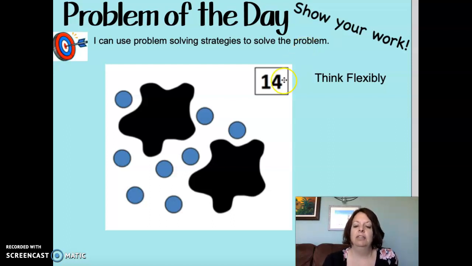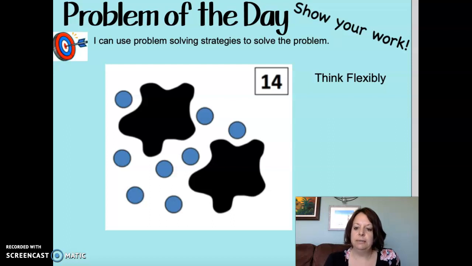And remember, the total number of blue circles is 14, and there's the same amount of blue circles under this splat as is under this splat. Okay, I'm going to pause it, and I hope you pause it too so you can figure it out. Thanks. Okay, we're back, and I hope you've had some time to really think about this and really expand your thinking. Okay, so we have two splats.